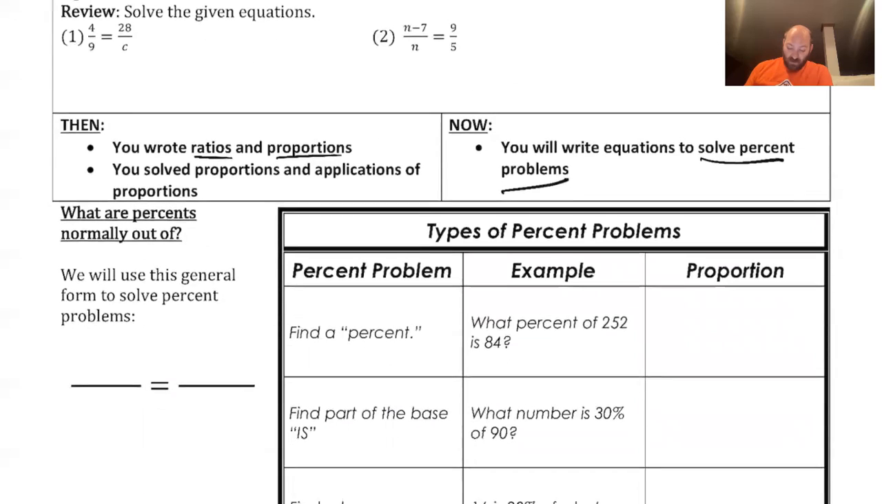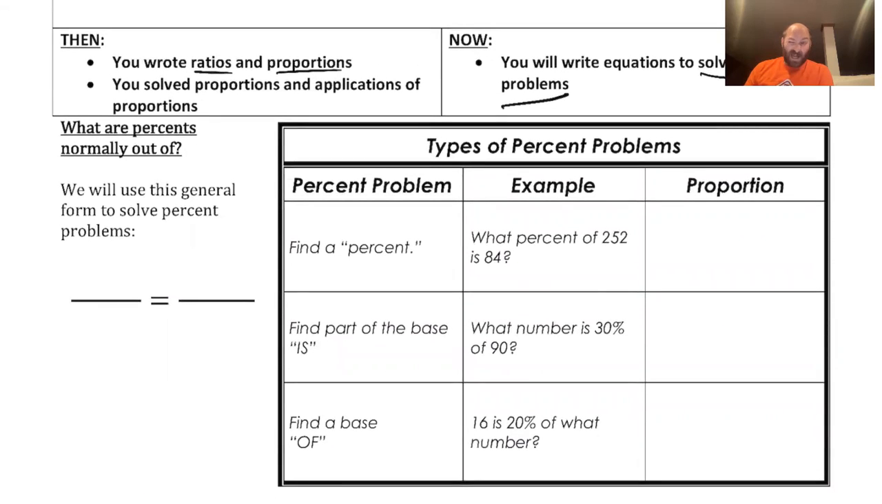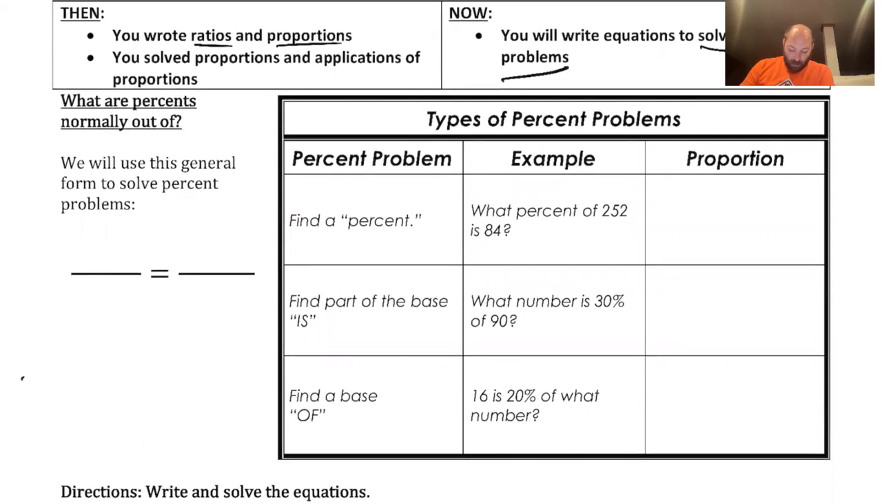So what are percents normally out of? It's actually kind of in the name. Percent means out of 100. Cent, you've seen that before: century, centimeter. That means 100. So we have this format where percent is going to be, we use a little symbol, it looks like this.